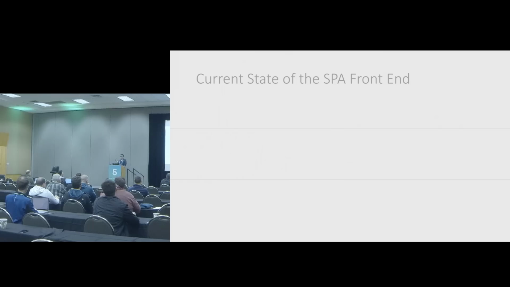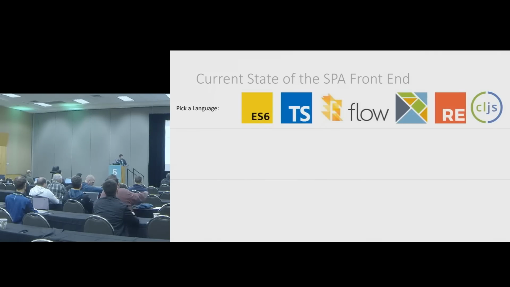So before we get into Blazor and WebAssembly, let's just level set as to what the current state of the SPA front end is. So let's say you get clearance to write a new SPA application. You have a few different decisions to make. One of the first ones you have to decide is what language are you going to use? Are you going to use the latest JavaScript? Are you going to use TypeScript, Flow, Reason, Elm, Clojure.js, whatever it is? That's kind of the first decision you have to make.